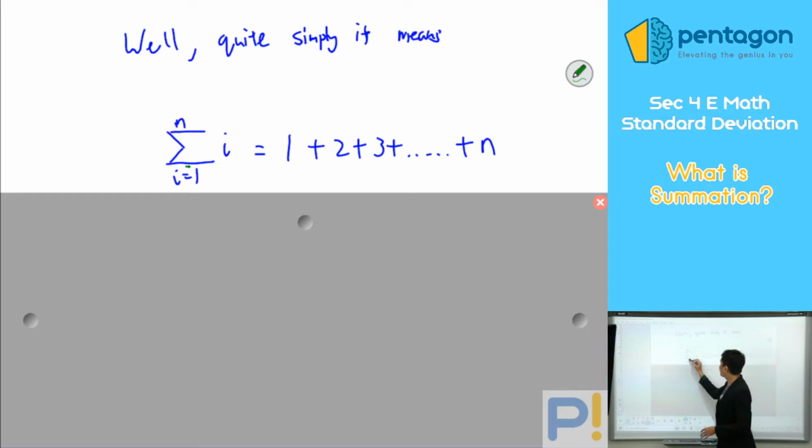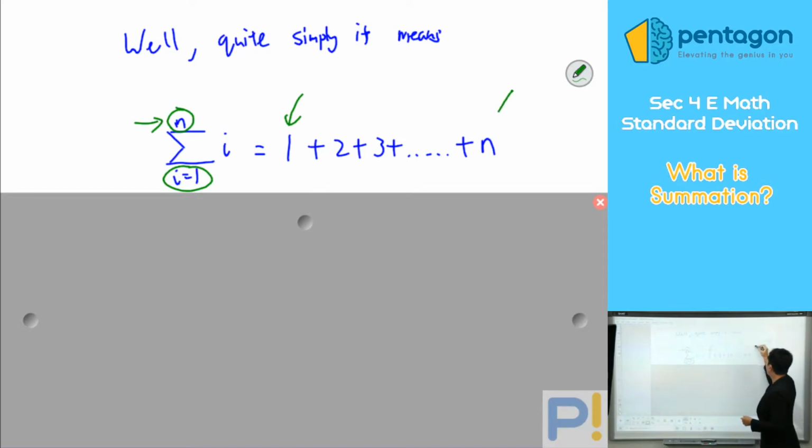So let's start from the bottom here. It says i equals 1. This basically just tells us what number to start with. And if you look at the right hand side, our starting number is 1. It's not 0, it's not 2, it's not 10, it is 1 because we wanted it to start from 1. And you would have guessed it, the one on top tells you where to stop. So our last number to add over here is n. Okay, so far so good.